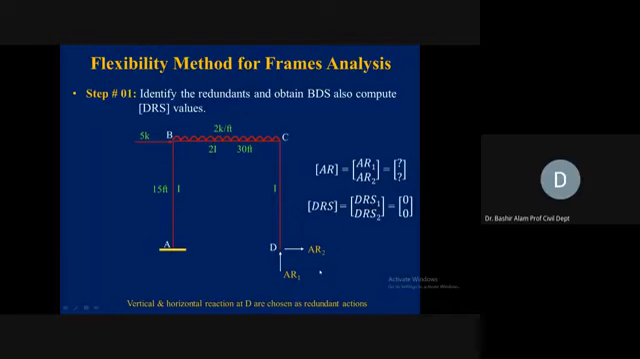Now, if we remove these AR1 and AR2, what will happen? This structure will become a released structure, which is a basic determinate structure. So identify the redundants and obtain the BDS, and also compute the DRS values. AR is equal to AR1, AR2, unknowns, and for DRS1 we don't have any precondition here, so DRS1 and DRS2 are equal to 0 and 0. So the vertical and horizontal reactions at D are chosen as redundant actions.